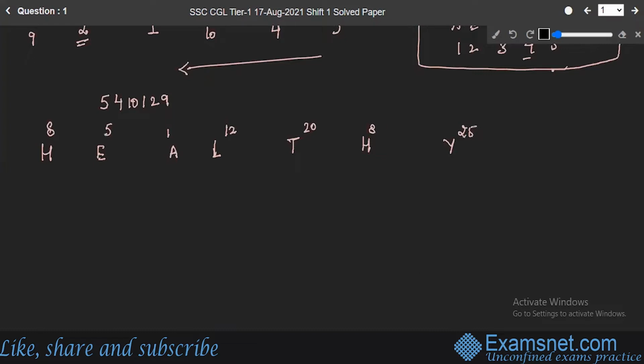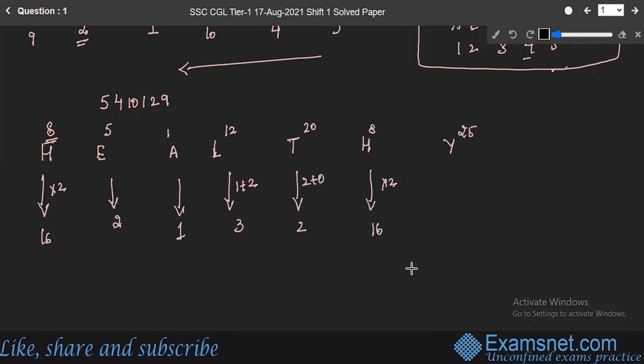Correct? Now, this is a single digit place value, so I will multiply it with 2 to get 16. E is a vowel at position 2. A is a vowel at position 1. This is 2 digits, so I will add them to get a 3. This is 2 digits, I will add them to get a 2. 8 multiplied by 2 will give you 16. And this is 2 digits, that means if I add them, I will get a 7.